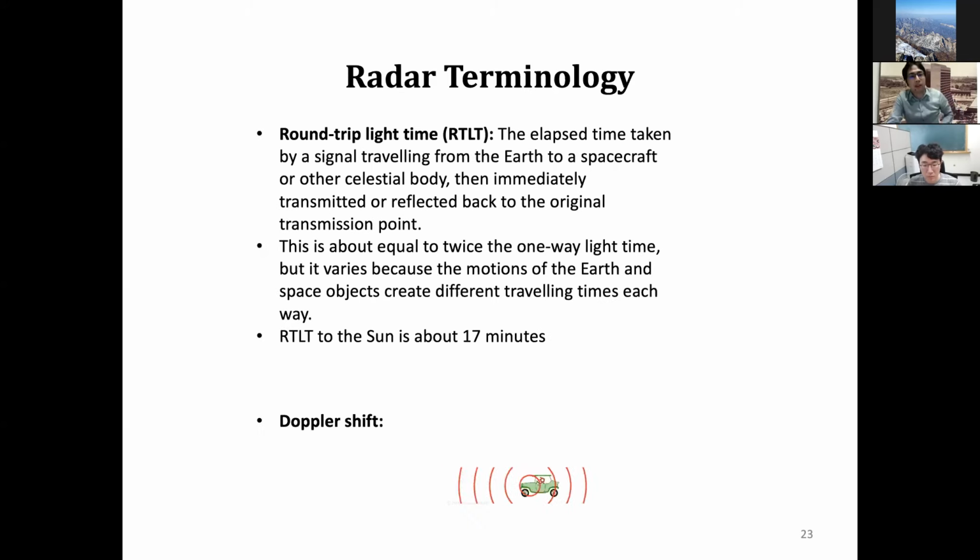Round trip light time is just when you send the microwave to the asteroid and it comes back. This is the time it takes. They can count it. For example, if we send a microwave signal from Earth to the sun and it comes back, it takes 17 minutes. And the Doppler shift, we all learned this in high school. When you're moving relative to the asteroid, the wavelength of the microwave will change. So this can measure the velocity. So you have the location and the velocity, a lot of information that you can use to understand the asteroid trajectory.